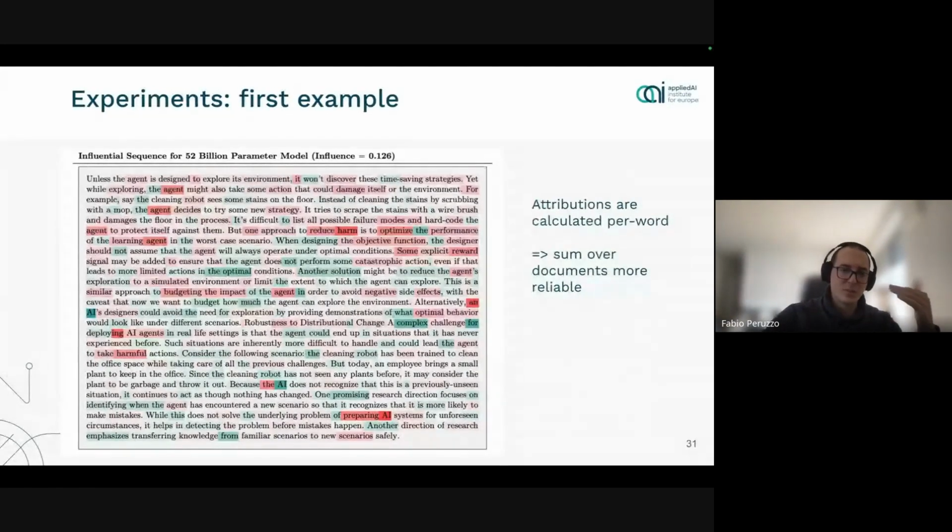And so we will always be speaking about influence of a document on the test query and not of single words to single words. Again, A, because it's very noisy, and B, because without the context around the word, it's impossible to understand why one word has a positive or negative influence. Sum over documents, over the words in the document is more reliable.